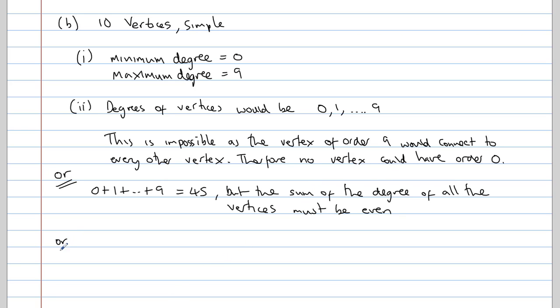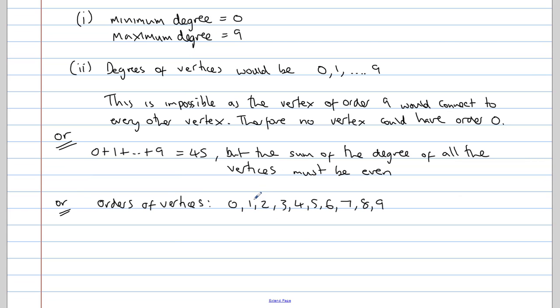Finally, a third way of showing it, the orders of the vertices would be 0, 1, all the way up to 9. And we have 1, 2, 3, 4, 5. We'd have 5 odd vertices, which, as we said in A part 1, is not possible. So take your pick for any of these reasons. You only have to give one to get all the marks.